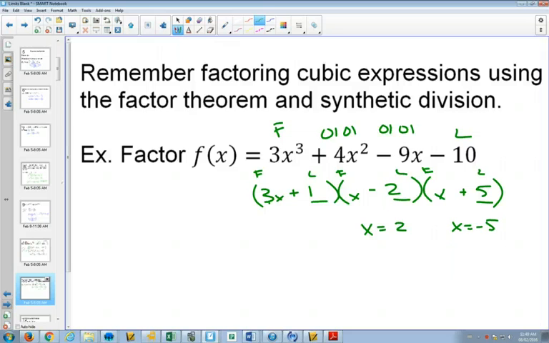What the factor theorem and the remainder theorem look at is they say if you plug in a number, if it's equal to 0, that tells you that it's a factor. So if we plug in 2, and we do 3 times 2 cubed plus 4 times 2 squared minus 9 times 2 minus 10, if it's equal to 0, we would know that x minus 2 is one of our factors.